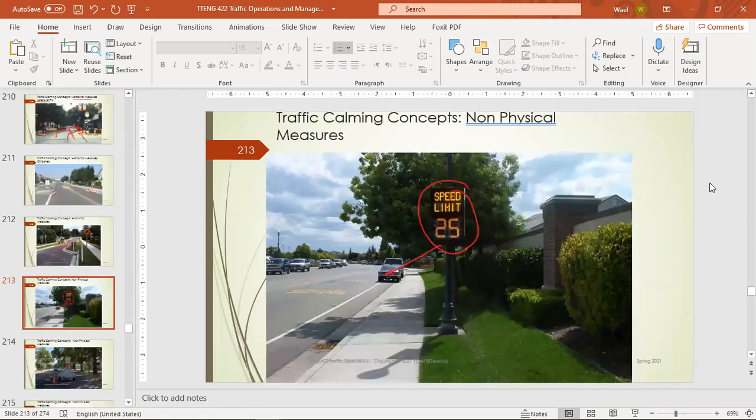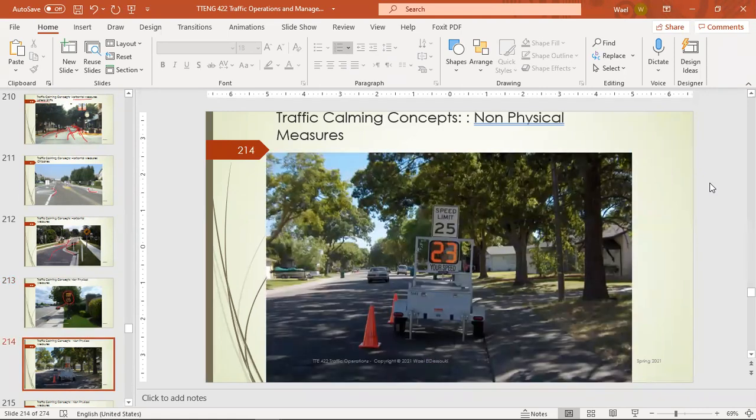There are non-physical measures. The non-physical measures are basically similar to this. The speed limit is 25 miles per hour. This is signage, and there is usually a speed radar with this. Like here, for example, let's say the speed limit is 25 and your speed is 23. So it alerts drivers if they are exceeding the speed limit.